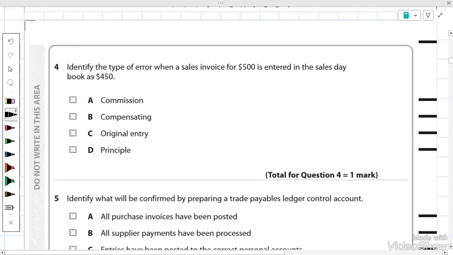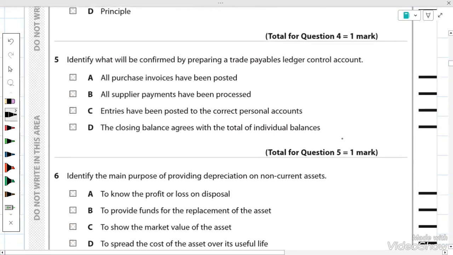Okay. Identify the type of error when a sales invoice of $500 is entered in the sales daybook as 450. As you can see, the real amount was $500. It is recorded in the right book, but unfortunately we entered the wrong amount in the right book. If the amount is wrong, it is called an error of original entry.